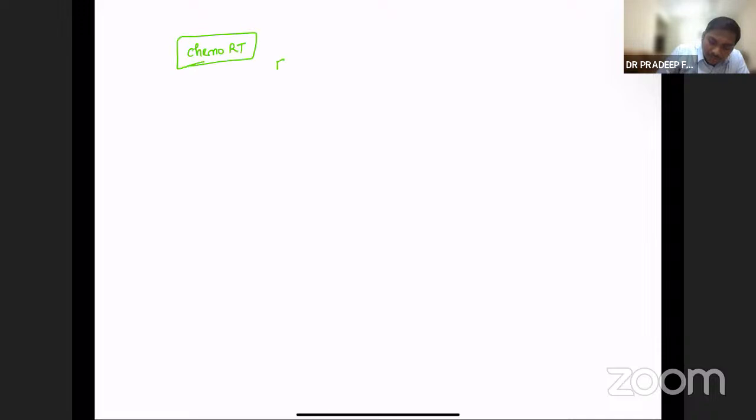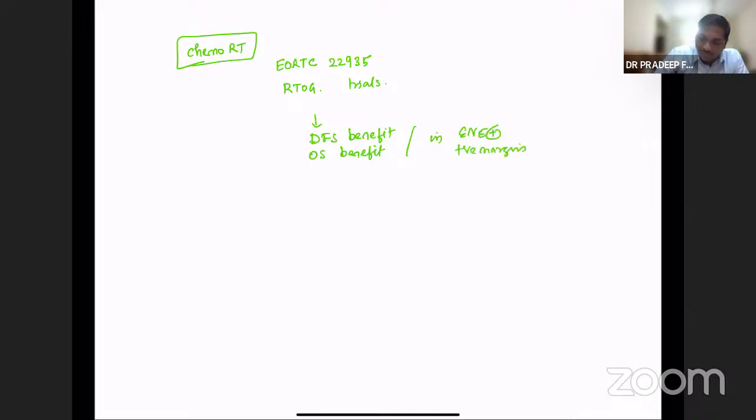Adjuvant chemo RT is supported by the evidence of 2 trials, the EORTC 22935 trial as well as the RTOG trials. In both trials, they found a disease-free survival benefit as well as an OS benefit. This is just for your additional information in extranodal extension as well as positive margins. But you should know what concurrent means. Concurrent here means the chemo is used as a radiosensitizer.